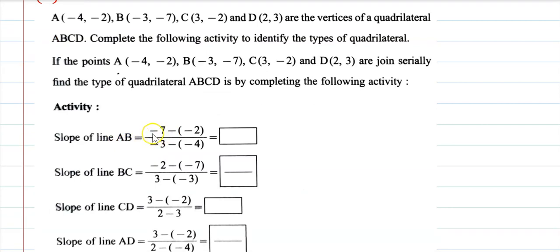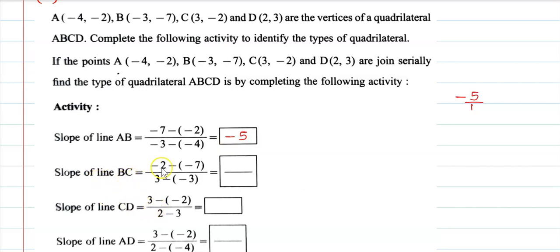Okay, minus 7 minus in bracket minus 2, minus minus will become plus. Then you will get here minus 5, and in the denominator minus minus plus. Minus 3 plus 4 will get 1, and therefore the slope is minus 5.